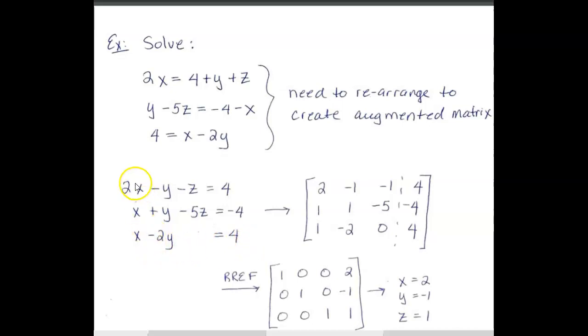So once I have it rearranged to where all the x's are listed first, followed by the y's, followed by the z's equal to the constants, now we can create our augmented matrix. So the first row would be 2, negative 1, negative 1, 4. The second row, 1, 1, negative 5, negative 4. And 1, negative 2, 0, because there is no z, and 4.